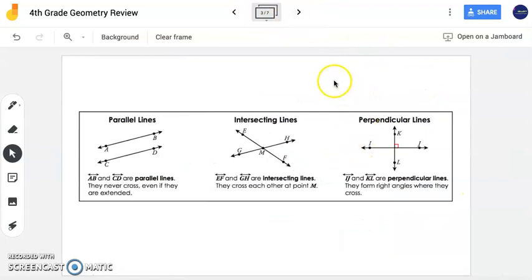Following this, we moved on to parallel, intersecting, and perpendicular lines. First, we have parallel lines. Here, line AB and line CD are parallel lines because they never cross, even if they are extended. No matter if you extend these two lines forever in both directions, they will never meet. In fact, they are an equal distance away from each other no matter where you are.